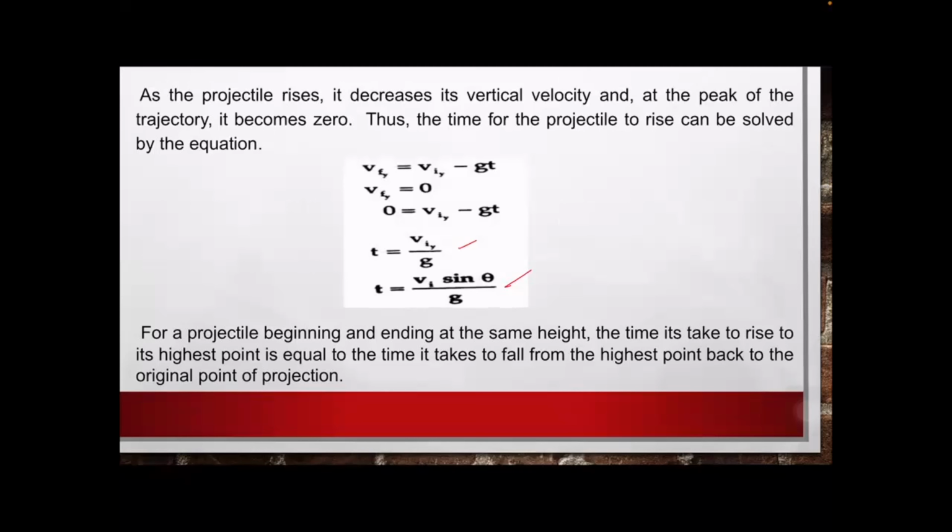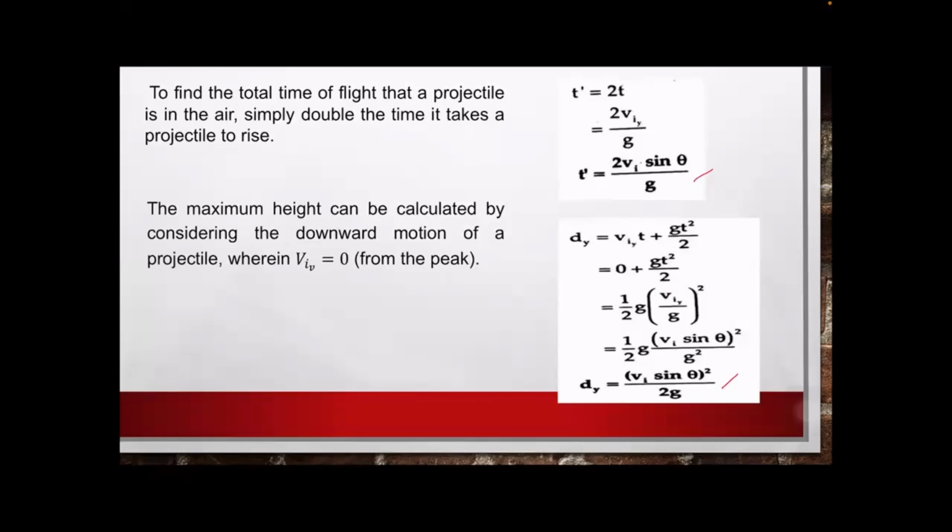Vi sin theta over g. Meron? Meron po. Ito, meron kayo ito. Wala po. Okay, so pakikopya po yung 2 Vi sin theta over g and the dy is equal to Vi sin theta squared over 2g.